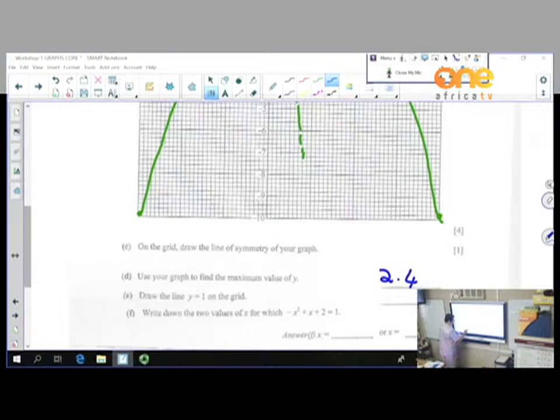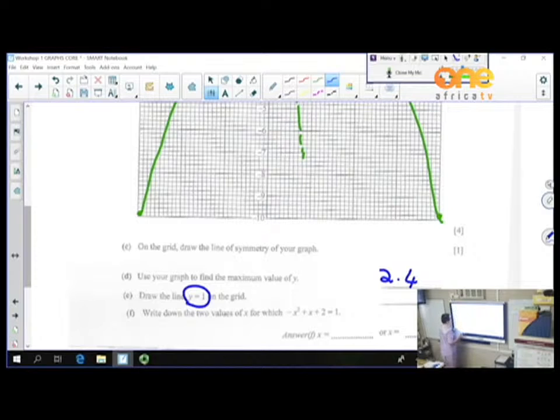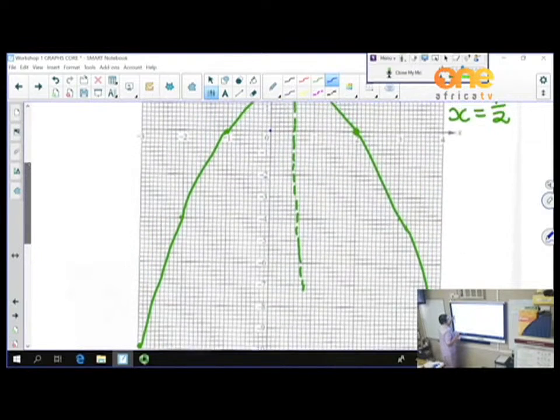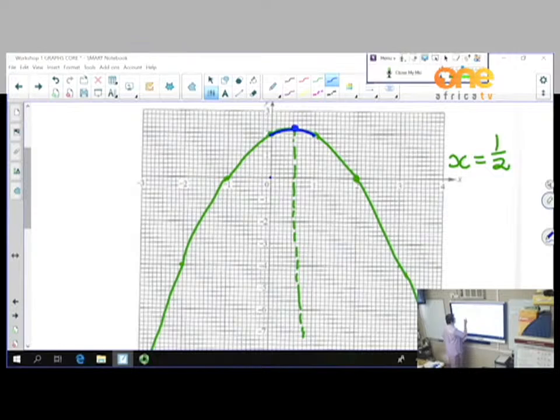Then they say draw the line y is equal to 1 on your grid. So this time they even tell you to do this. This is the line here that we're going to draw with a ruler. Y is equal to 1. Draw that line.